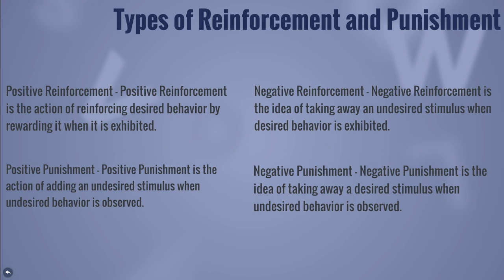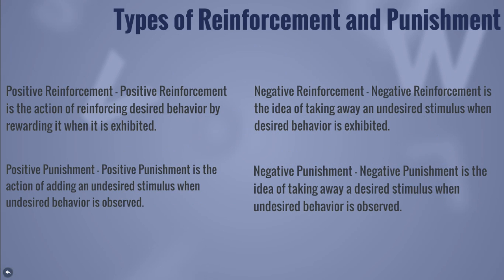So there's different types of reinforcement and punishment. There's four different types. There's positive reinforcement, negative reinforcement, positive punishment, and negative punishment. Let's start with positive reinforcement. Positive reinforcement is the action of reinforcing desired behavior by rewarding it when it is exhibited. This could be something as easy as a high five when someone gets something right, or, you had a great day today and we're working on your behavior, so here's some Skittles to help you reinforce that behavior and show you that this is how we need to proceed.